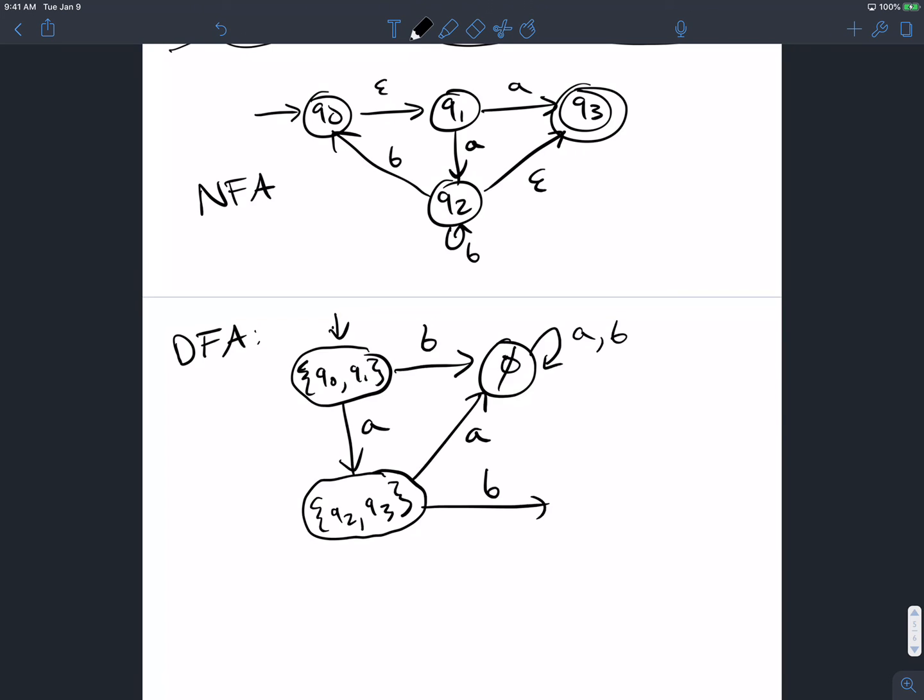Where does Q2 go on B? Q2 and? Q0. We'll deal with that in a second. Let's see. Can Q3 go anywhere on B? No. Here's an important question. What is the epsilon closure of 0 and 2? Where else can I go from those two states only on epsilon? Q1 from Q0 and 3 from 2. So I better include those states as well.